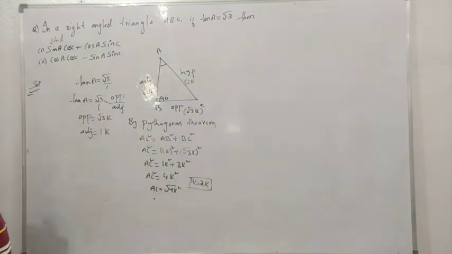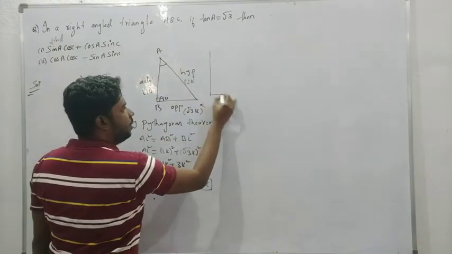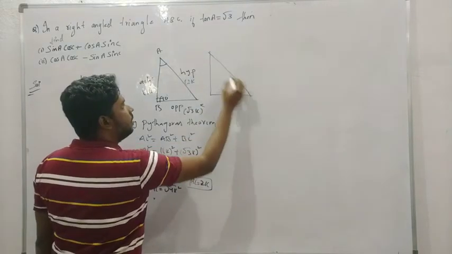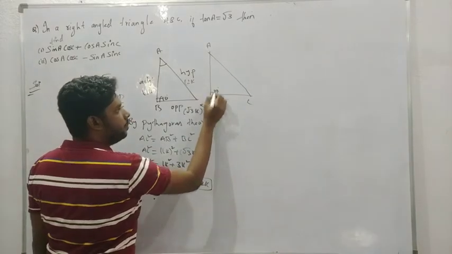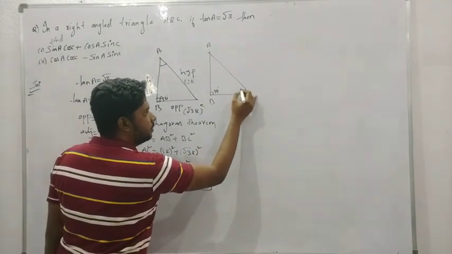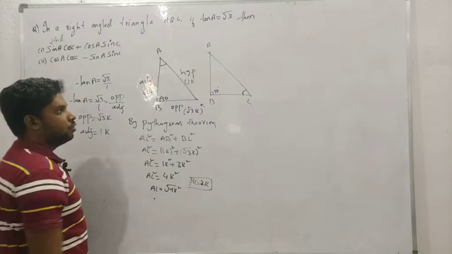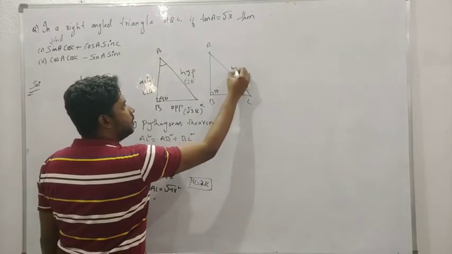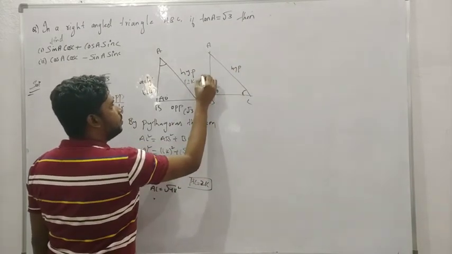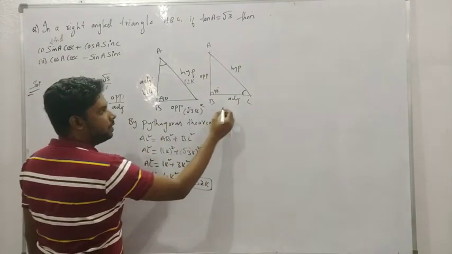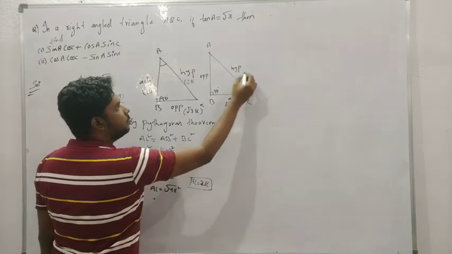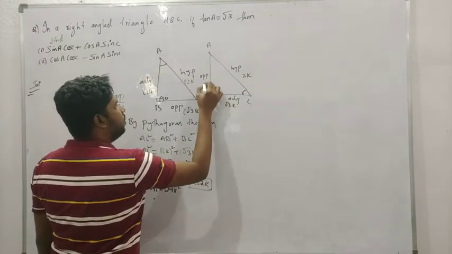Now similarly we have to find sin A cos C plus cos A sin C. So I will draw another diagram. Here I take angle A, B, C, with the right angle at 90 degrees at B. I take angle theta here, my angle C now. This is my longest side, the hypotenuse, the side opposite to the angle is the opposite side, and this is my adjacent side. What we already found: this is root 3k, this is 2k, and this is 1k.